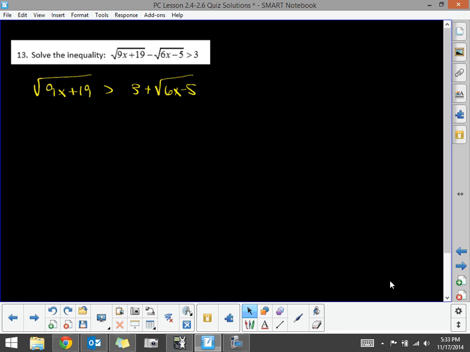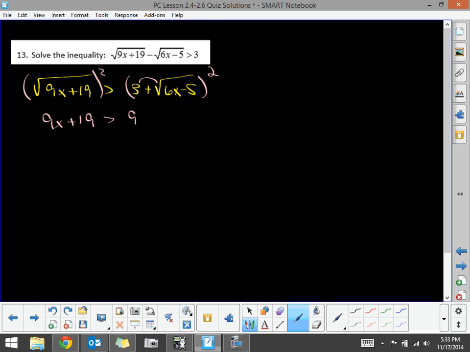So we're going to square both sides to get rid of the square root on the left, and when we square both sides, we square a binomial on the right. The squaring will undo our square rooting, so they are inverses. So 9x plus 19 is what we get on the left side. It's greater than. On the right side, we square a binomial: you square the first, double the outside inside, so that's plus 6 times the square root of 6x minus 5. Then we square the last, and that square and the square root will undo it. They're inverses, so just plus 6x minus 5.